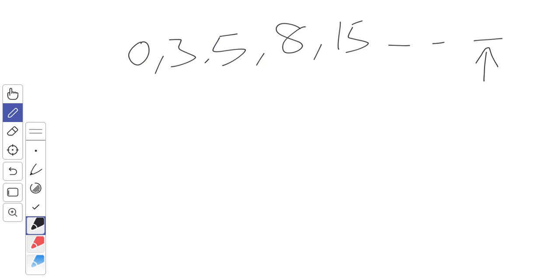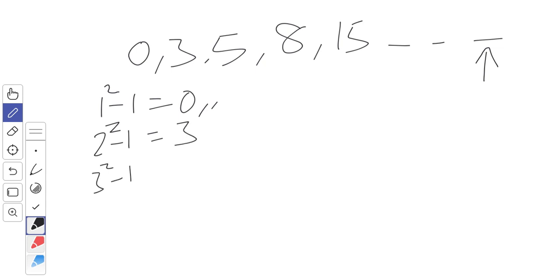What we can derive from here is, it looks like it is the square of all the natural numbers minus 1. We'll check that. First natural number is 1. 1 squared minus 1 is equal to 0. Next is 2. 2 squared is 4, 4 minus 1 is 3. Next is 3 squared, which is 9. 9 minus 1 is 8. So this is the correct series.